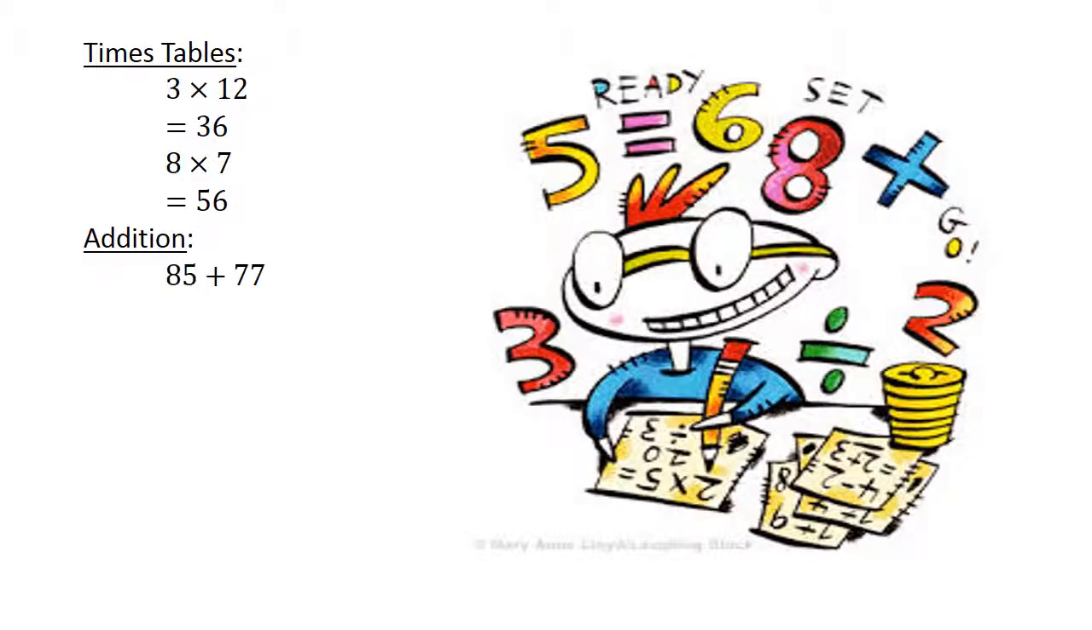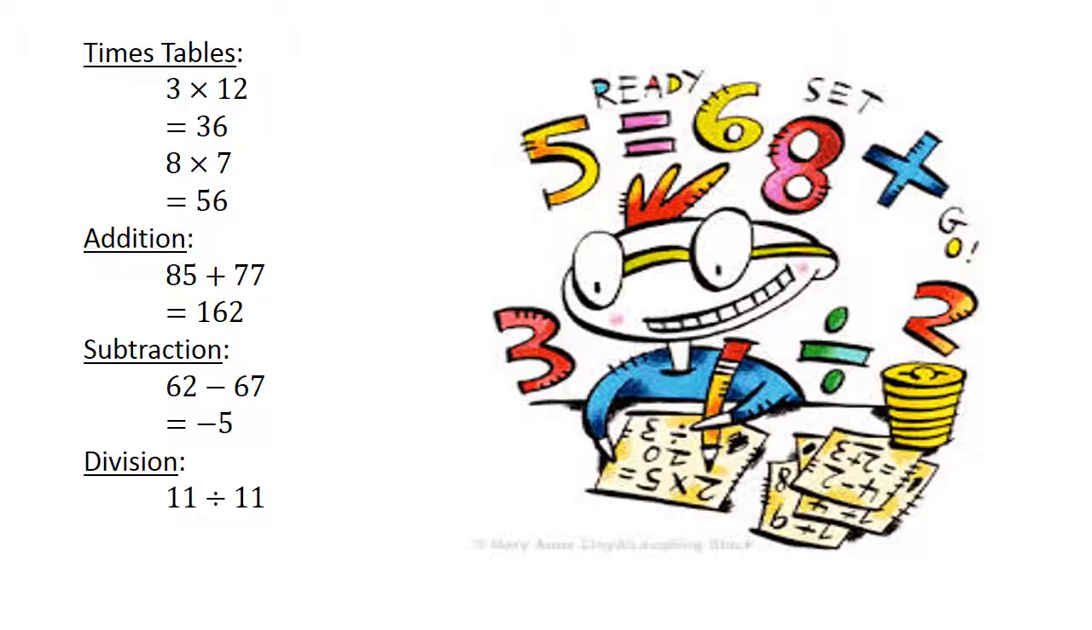Addition. 85 plus 77 equals 162. Subtraction. 62 minus 67. The second number is greater than the first one, so it equals negative 5. Division. 11 divided by 11 equals 1.